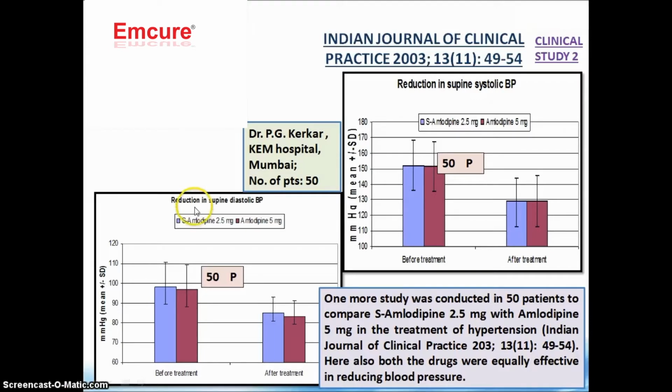So there is reduction in the supine diastolic and the reduction in the supine systolic blood pressure. You can see before treatment, 150 is the original blood pressure of the patient, and after treatment it is 130. Here it is approximately nearing 100 before, and after it has dropped down to approximately 84. So again this was highlighting the benefits of giving half dose S-amlodipine over 5 milligrams of racemate. Then we go on to the next.